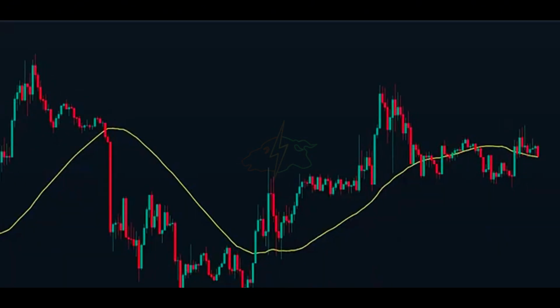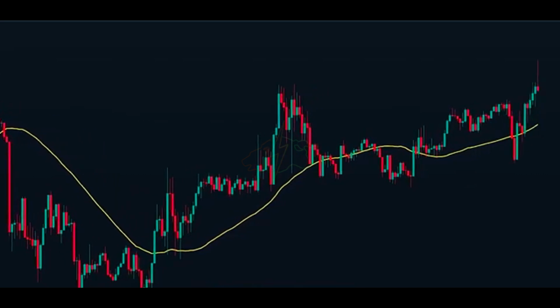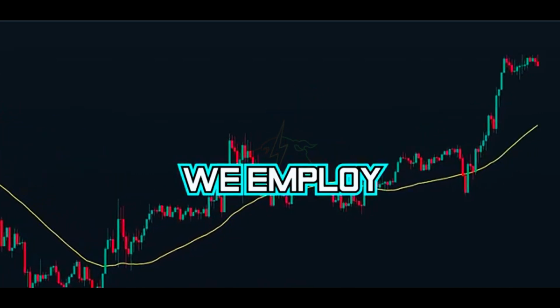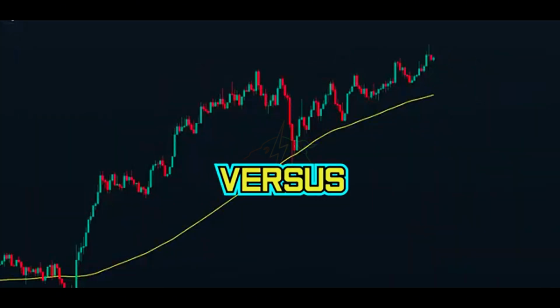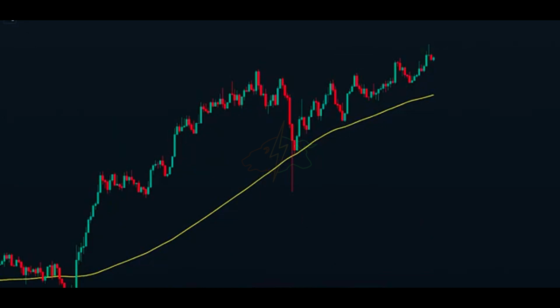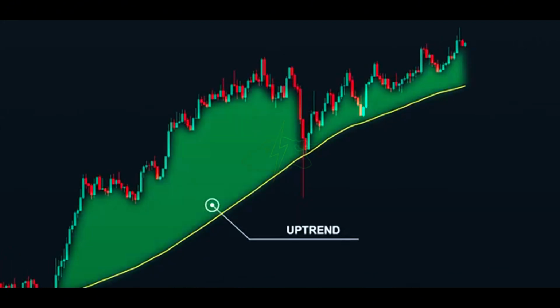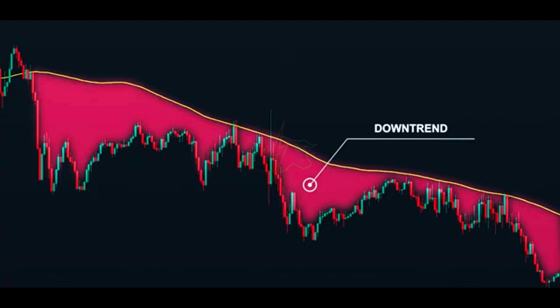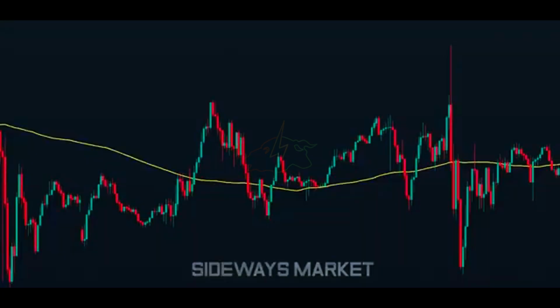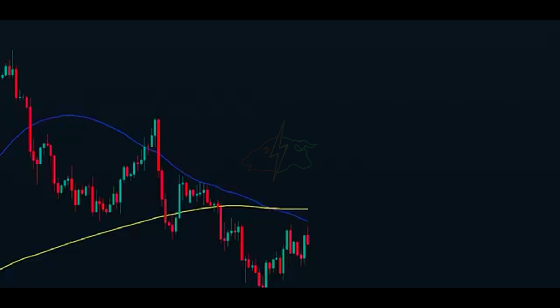Now let's uncover the specific application of the moving average that can enhance our trade decisions. First, you need to understand how to identify the trend. The moving average, being a trend indicator, aids in discerning the direction of price trends. We employ 2 techniques for this. 1. Price versus moving average. The location of the price relative to the moving average helps determine market trends. A price above the moving average signals an uptrend, while a price below it indicates a downtrend.